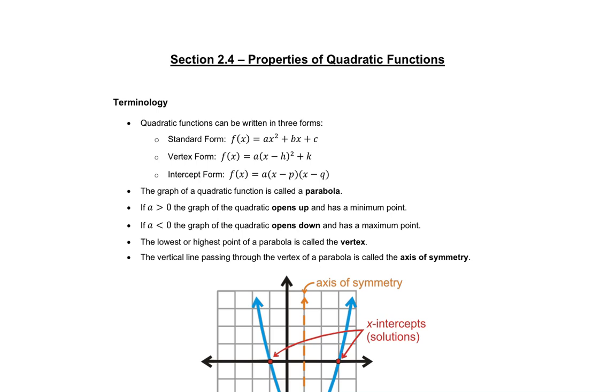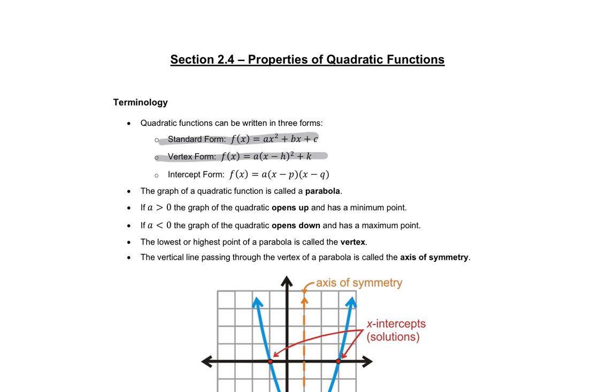Okay, so properties of quadratic functions. We're going to focus on just two: the standard form and the vertex form. To be quite honest, I don't even remember doing the intercept form, even when I was in school. So unless I had some more information on that one, I don't even know if I could give it to you accurately. All right, the graph of a quadratic function is called a parabola.